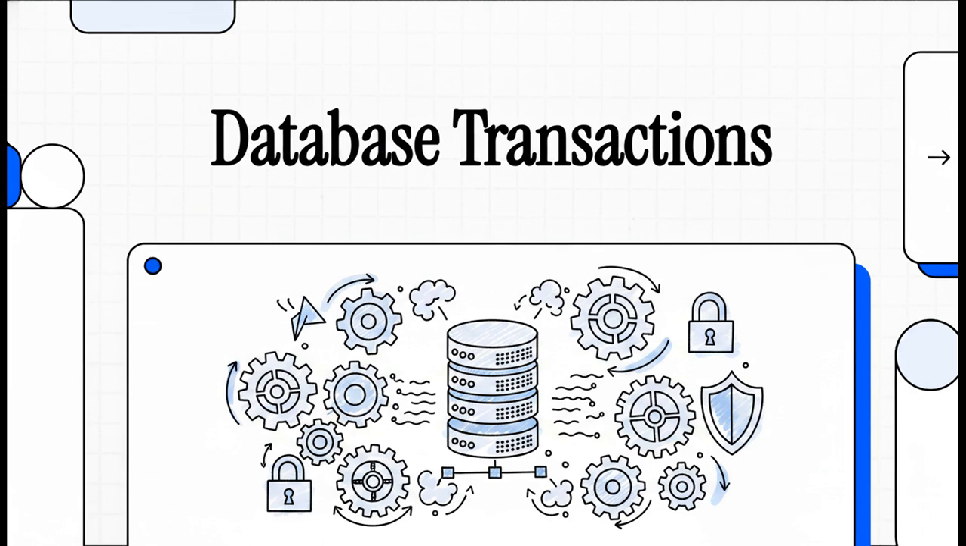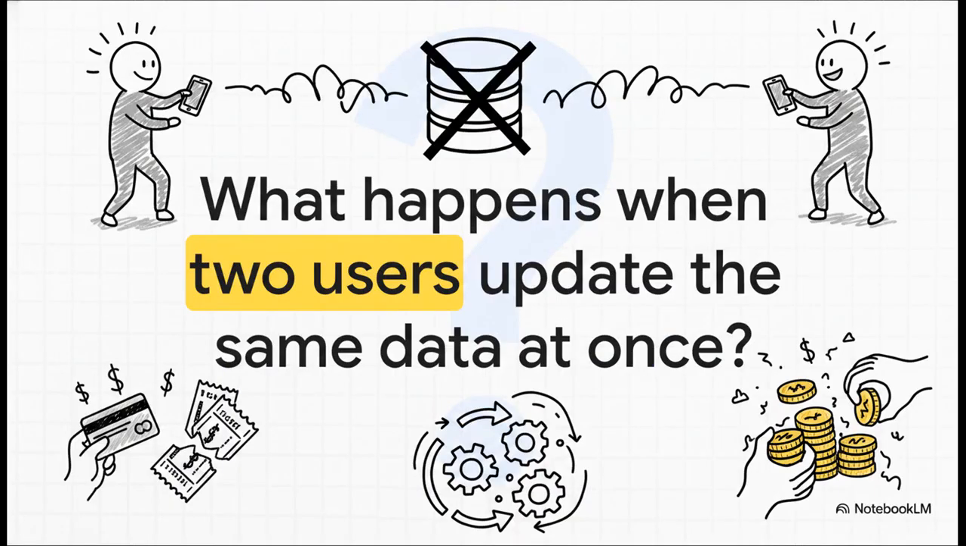Okay, let's dive right into this, because understanding how databases stay perfectly correct under massive pressure is, well, it's basically the secret to mastering system design. I want you to imagine a really relatable scenario. What actually happens when two users try to update the exact same piece of data at the exact same millisecond?